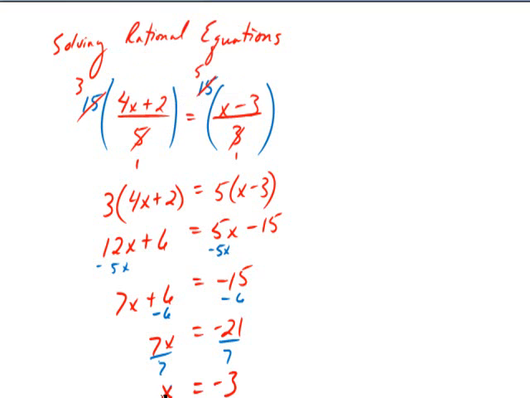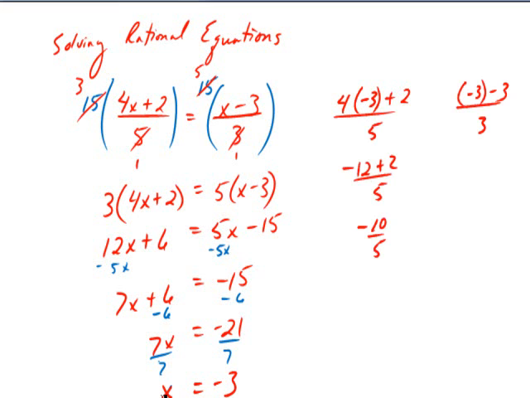I can check my answer by plugging negative 3 back in the original problem and seeing if it makes the original equation true. So here, let me make the substitution of negative 3 for each of the x's. If I simplify, on the left-hand side, I have negative 2. On the right-hand side, I also have negative 2, so my answer checks.